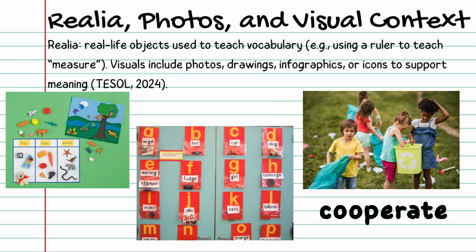A tip to implement is to pair every new word with at least one image or real item if possible. For example, you can bring in a thermometer when teaching about weather vocabulary.